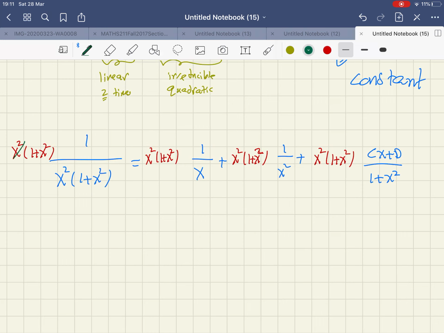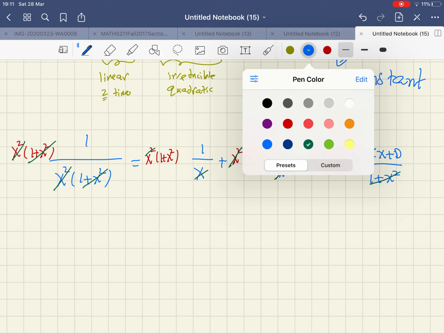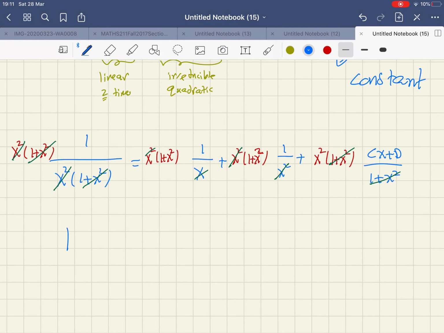Now we start doing cancellation. Cancel with cancel. We cancel 1x with 1x. X squared would cancel with x squared. 1 plus x squared would cancel with 1 plus x squared. And finally, this is what we would get. We'll get 1 equal. From here, over here, I think I forgot to write a and b. Now from here, we get a x 1 plus x squared, sorry, b 1 plus x squared plus x squared cx plus d.